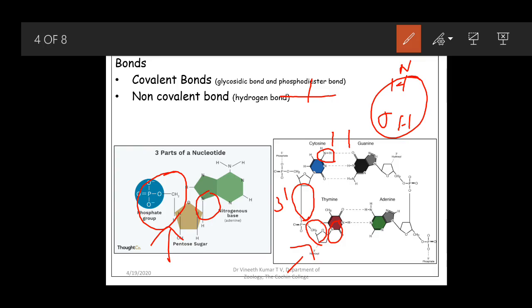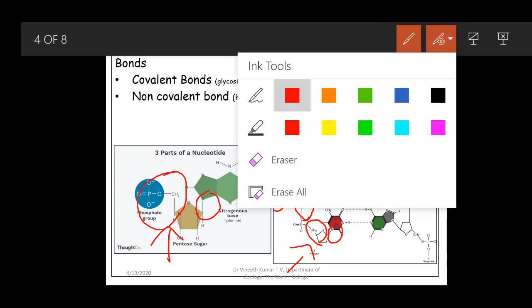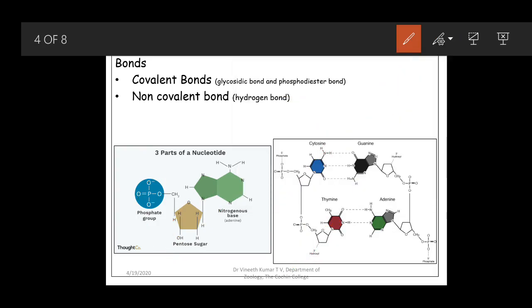Between guanine and cytosine, you have three possibilities for the formation of such hydrogen bonds, and between adenine and thymine there are two possibilities. That's why we say that cytosine and guanine are linked by three hydrogen bonds, and between thymine and adenine you have two hydrogen bonds. So this is all about the bonds which are present in nucleic acids. There are covalent bonds as well as the non-covalent bonds, which are the hydrogen bonds.